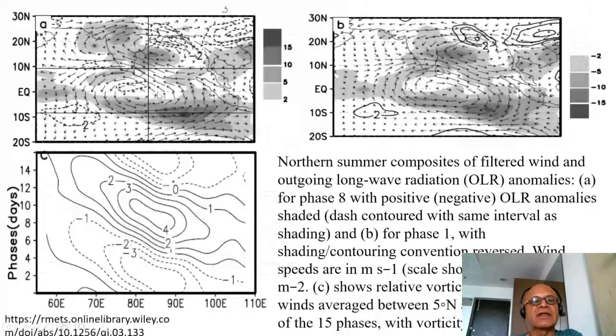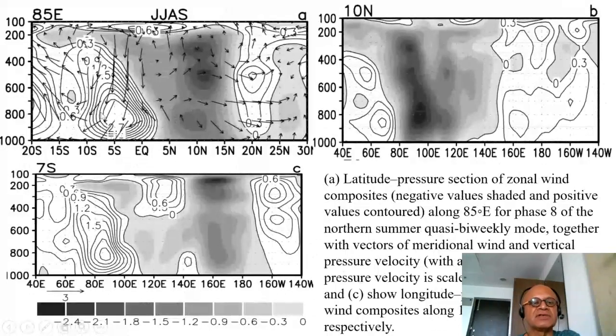So you are looking at a section here at 85 east, from 10 north to 7 south, just to understand the zonal wind.